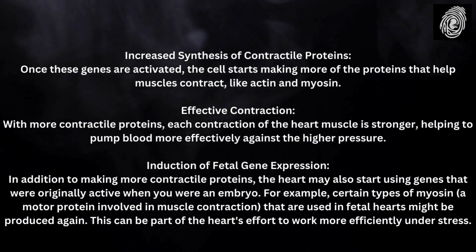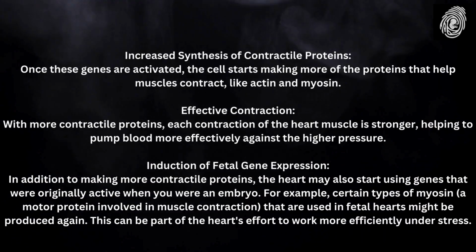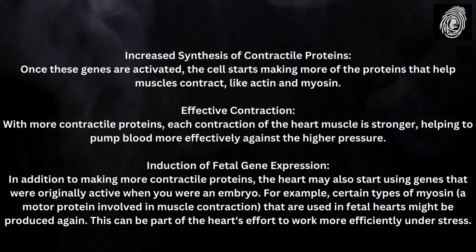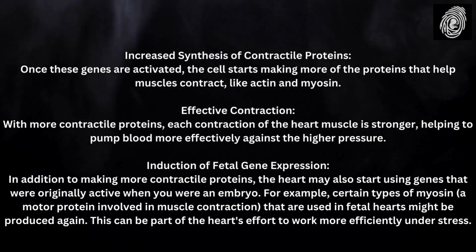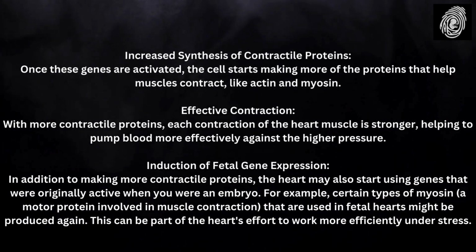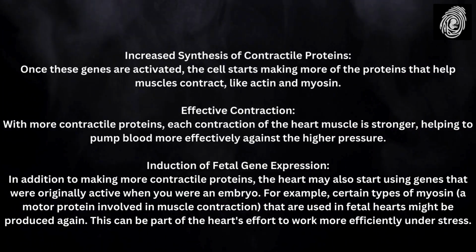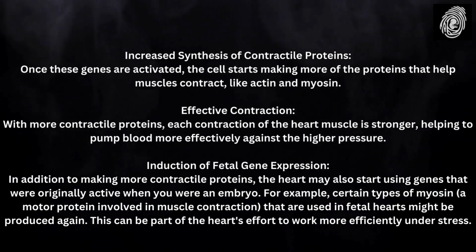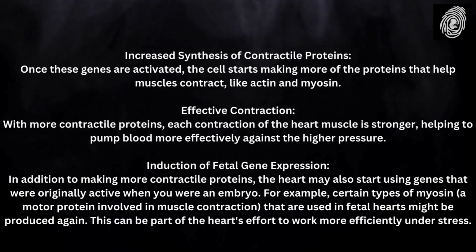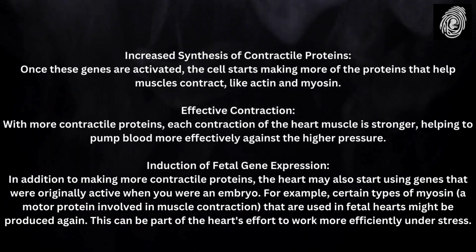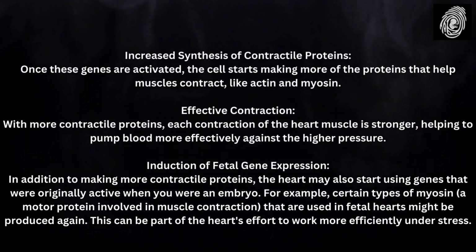Increased synthesis of contractile proteins. Once these genes are activated, the cell starts making more of the proteins that help muscles contract, like actin and myosin. Effective contraction. With more contractile proteins, each contraction of the heart muscle is stronger, helping to pump blood more effectively against the higher pressure.